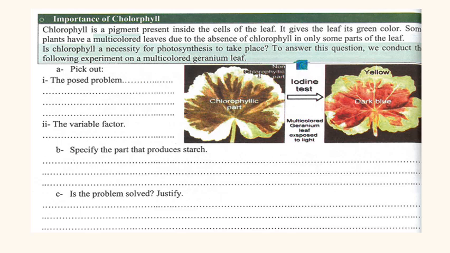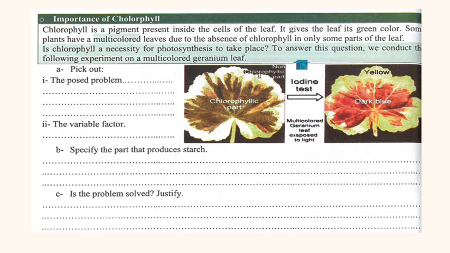Importance of chlorophyll. Chlorophyll is a pigment present inside the cells of the leaf. It gives the leaf its green color. Some plants have multicolored leaves due to the absence of chlorophyll in only some parts of the leaf. Is chlorophyll a necessity for photosynthesis to take place?